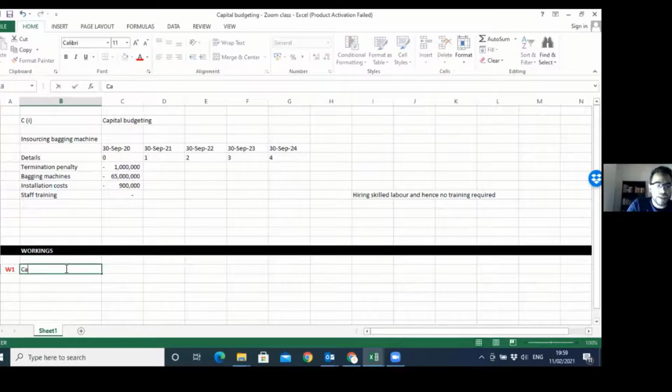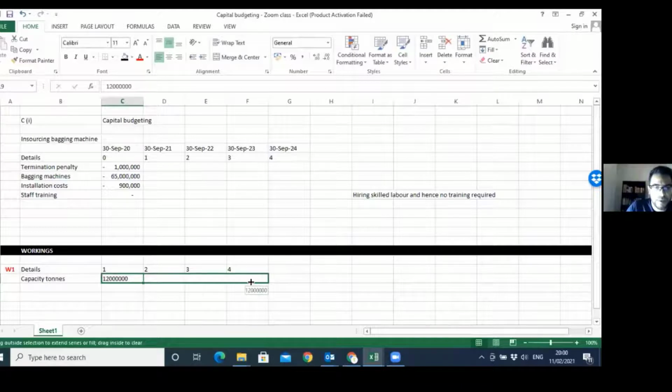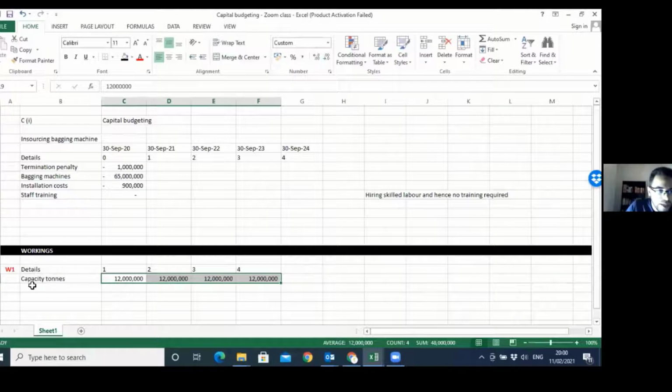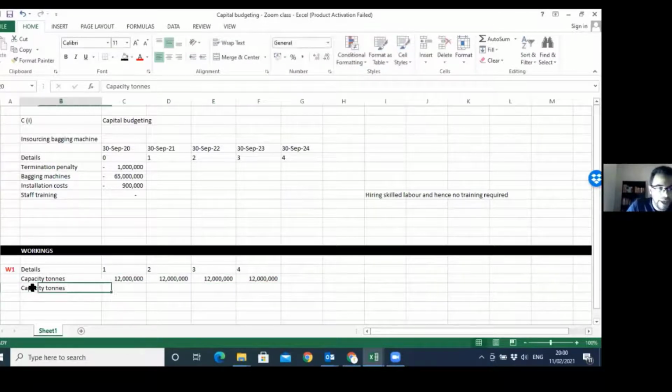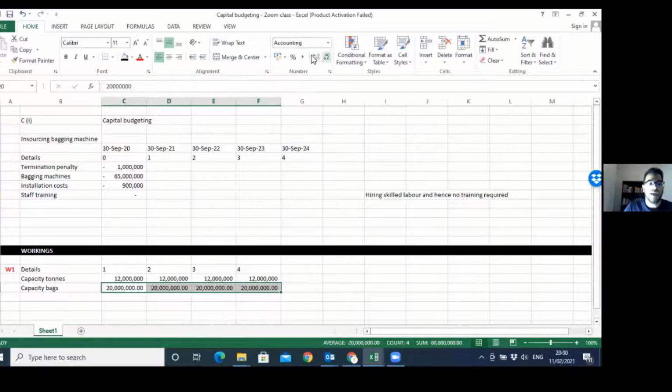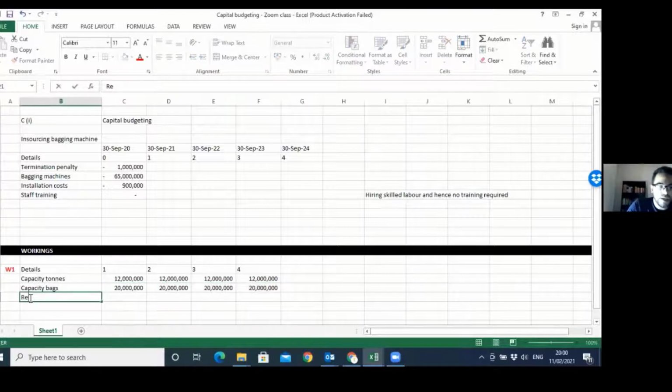So I'm going to say capacity tons. Here's year 1, year 2, year 3, year 4. So I'm going to take this, put it here. Details. So capacity tons, 12 million. Okay. I'm going to say capacity bags. Remember, our capacity of bags is 20 million, the same for each year. Now we can see what is the requirement. Okay. Required bags.